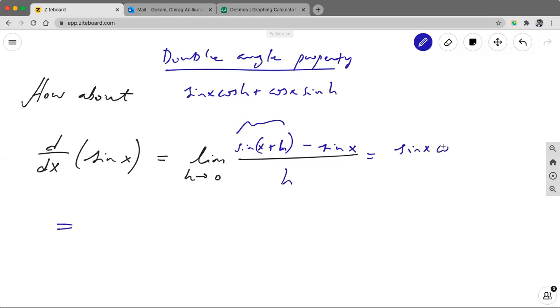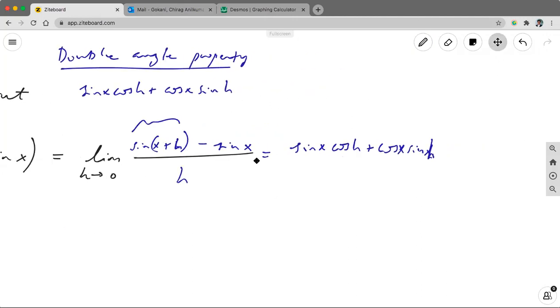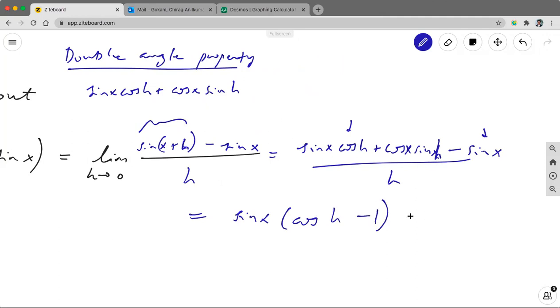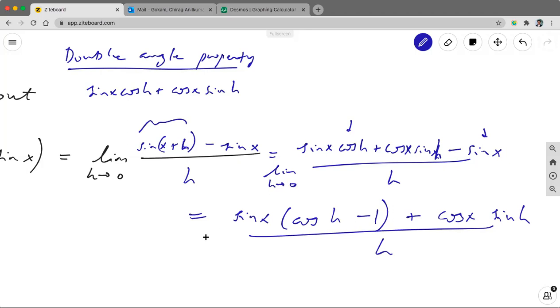So sine of x cosine h plus cosine x sine of h, watch out there, minus the sine of x, all over h. And now I'm going to factor out the things that are in common. So sine of x is common here, right? So I'm taking out sine of x from the first term and the last term, right? So I have remaining cosine h minus 1 plus cosine x sine of h over h. And remember, people, I'm being sloppy. I'm not writing the limit as h goes to 0. I always forget to do that. Limit as h goes to 0.